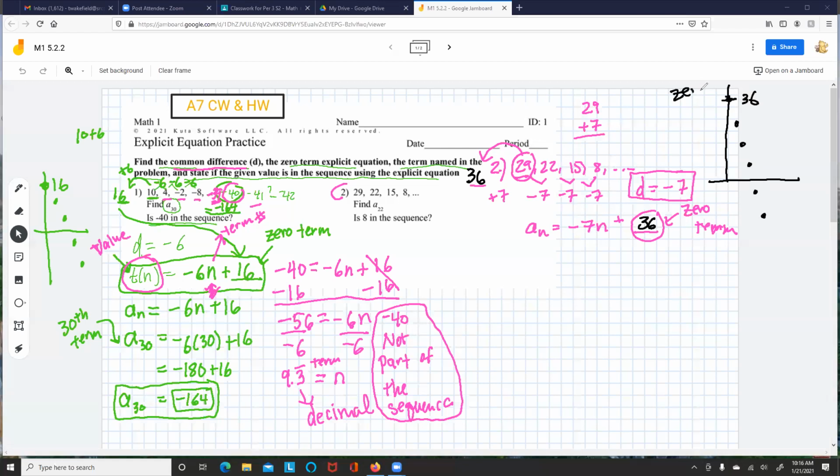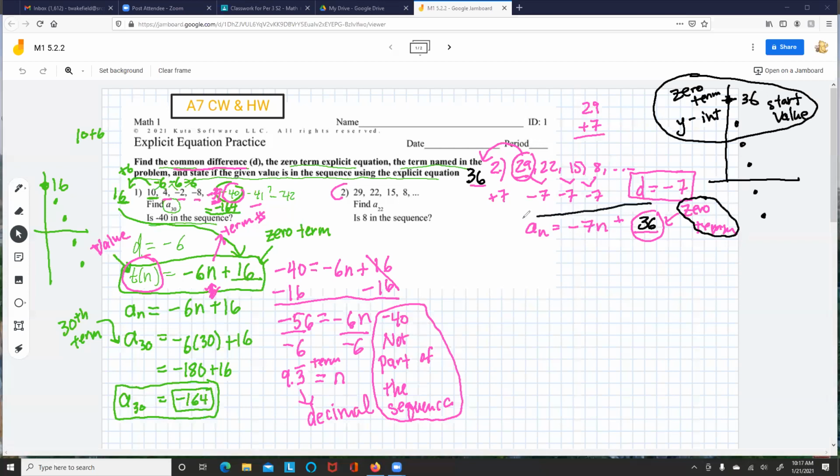This is the zero term. The zero term is your y-intercept. That is our starting value. That is our start value. All three of those things are synonymous: zero term, y-intercept, start value. They mean the same thing. The zero term is always part of your equation, so it's very important to find. And that's our equation.